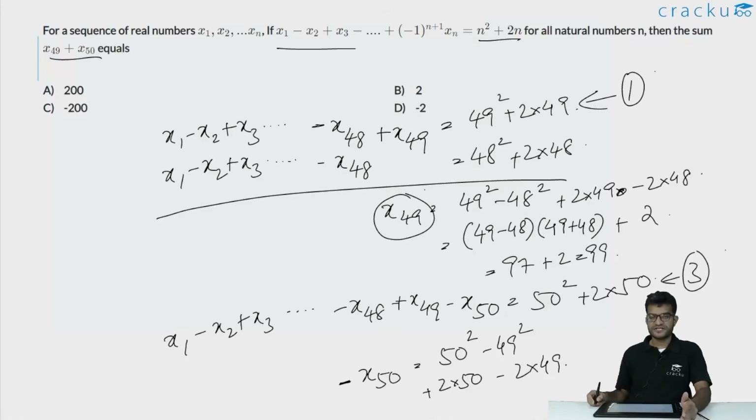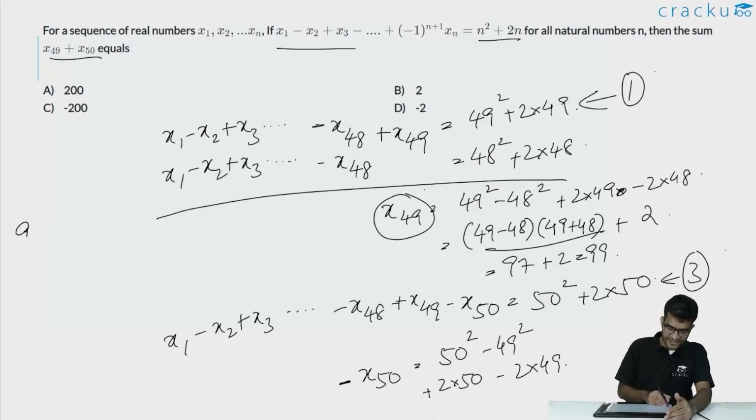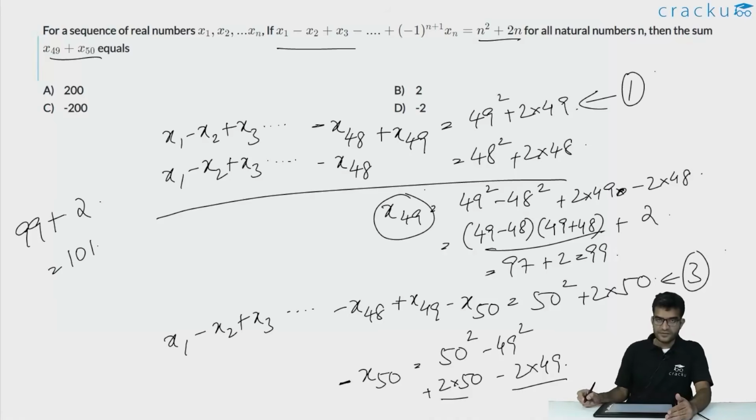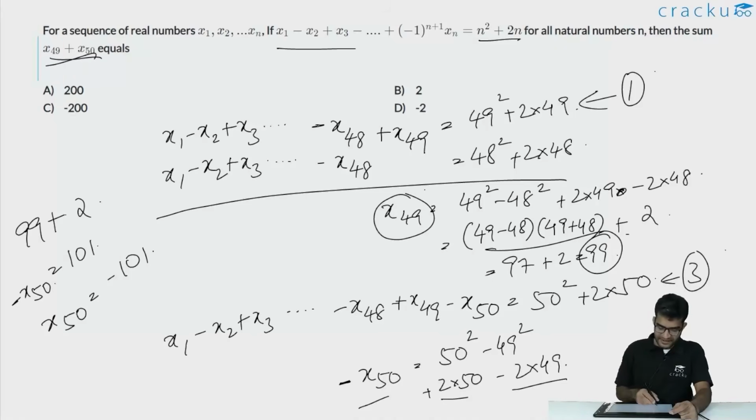50 square minus 49 square, again because this is of the form x square minus y square, is equal to 50 minus 49 into 50 plus 49. So that will equal 99, plus 2 times 50 minus 2 times 49 is 2. So this is equal to 101. But what is 101? 101 is minus x50. So the value of x50 will be minus 101. Now we are asked to calculate x49, which is 99, plus x50, which is minus 101. 99 minus 101 will be minus 2. So the required answer for this question is option D.